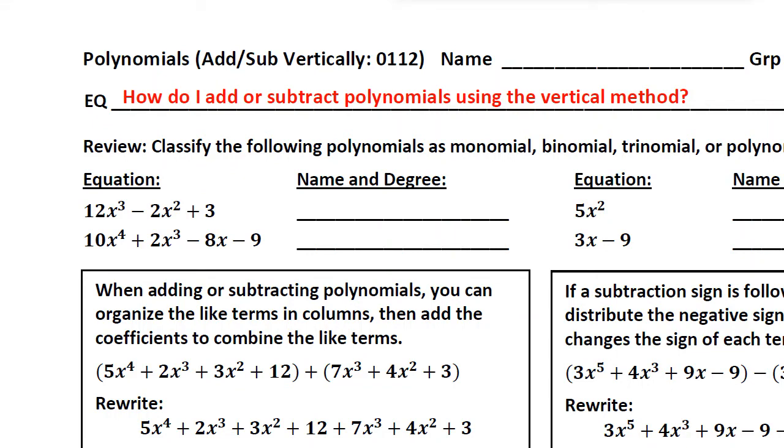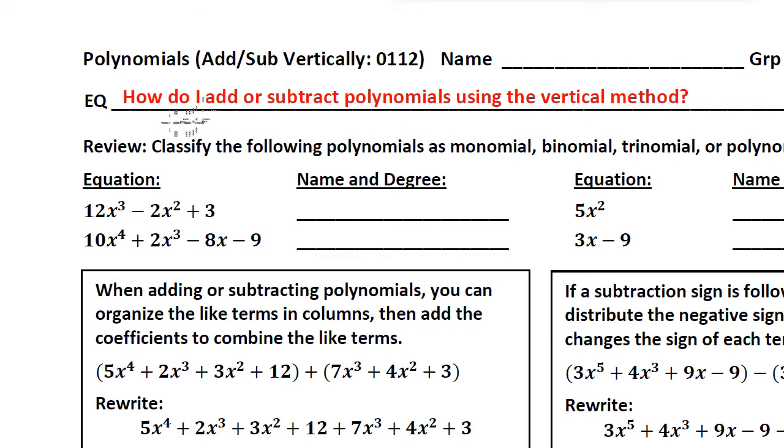This guidance video is for the worksheet in the polynomials unit called Adding and Subtracting Vertically. So class, you're going to learn in your notes that there are two primary methods for adding and subtracting polynomials, and they are the vertical method and the horizontal method. I'm going to teach you both methods, and then you can decide which one you prefer and use that one.